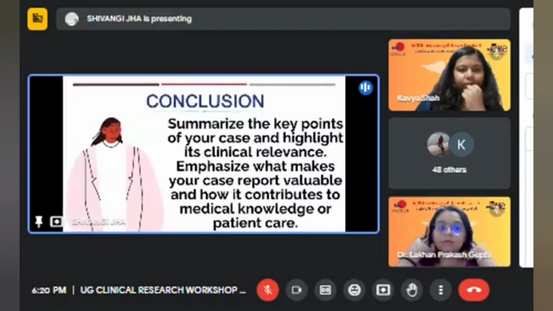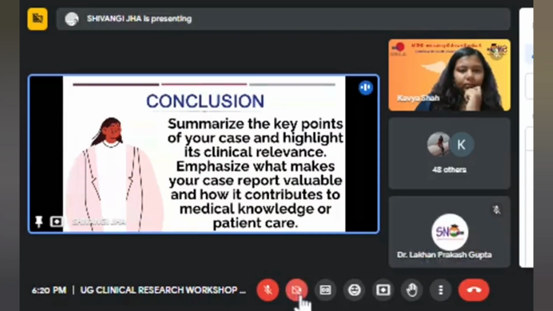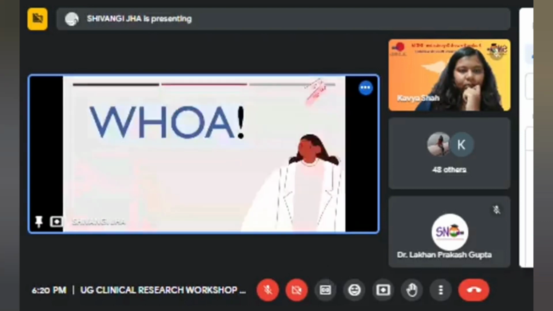So, in conclusion, summarize the key points of the case and highlight its clinical relevance. Emphasize what makes your case report a valuable one and how it contributes to medical knowledge or patient care. So that's it. That is all the case structure is about.